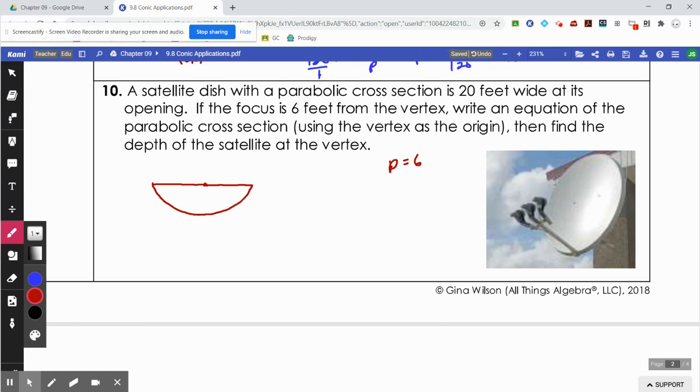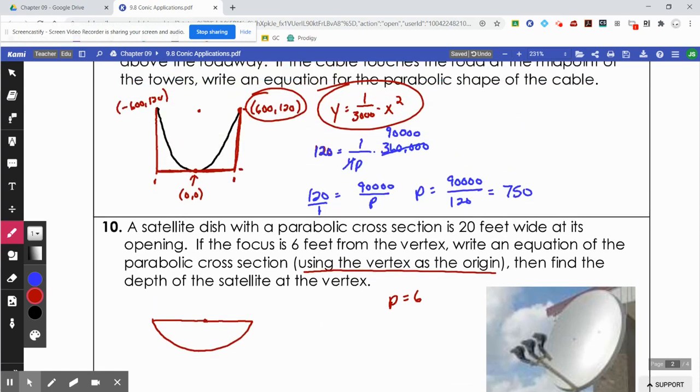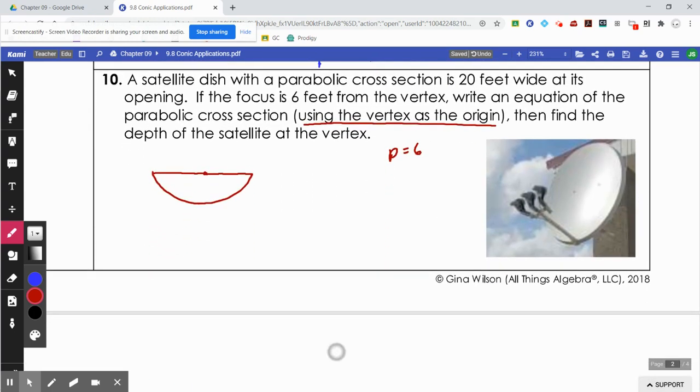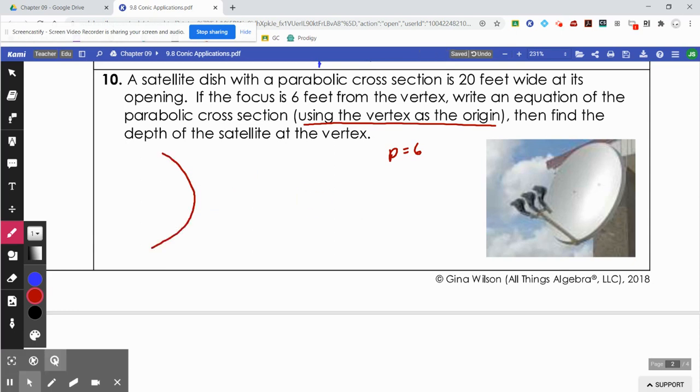Write an equation for the parabolic cross-section using the vertex at the origin. The last one didn't say anything about where to put the vertex, but it's going to be so much easier to let that vertex be the origin. So therefore, you have y is equal to, well, let's see if they want us to do, since it's turned sideways, they might want us to do an x equals. And they do.